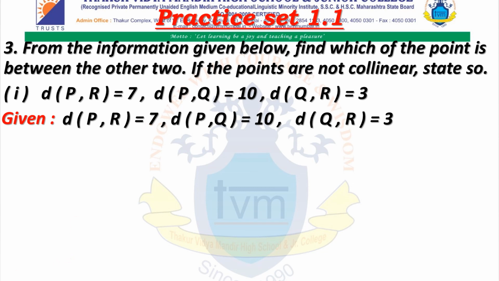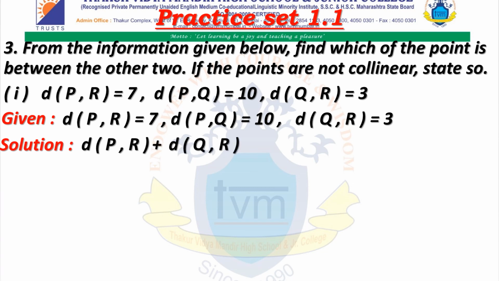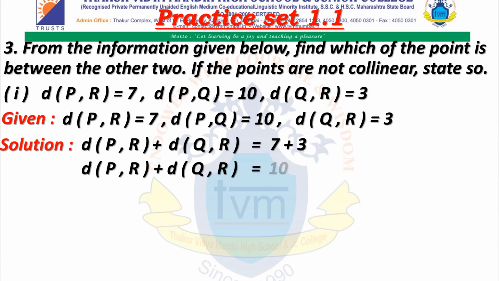So let's see, we'll add distance PR with distance QR, we will get 7 plus 3. Therefore distance PR plus distance QR equals 10. We'll consider this as equation number 1. Now here the remaining distance is 10, that is PQ is 10. We'll take this as equation number 2.